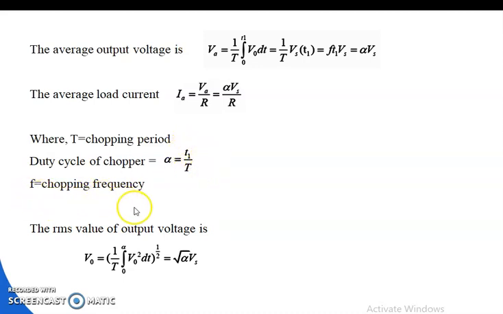T is the total chopping period, T1 is the on period of the chopper, and f is equal to the chopping frequency. The RMS value of output voltage V0 is equal to (1 by T integration 0 to alpha T of V0 square dt) to the power half. That is equal to square root of alpha into Vs, where alpha is the duty cycle of the chopper and Vs is the source voltage.